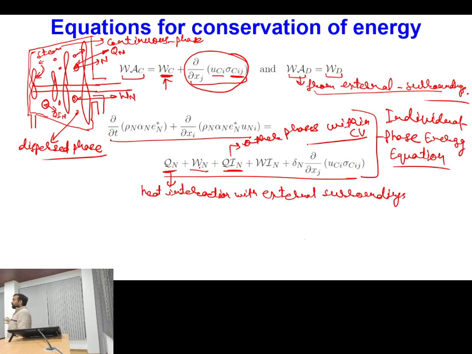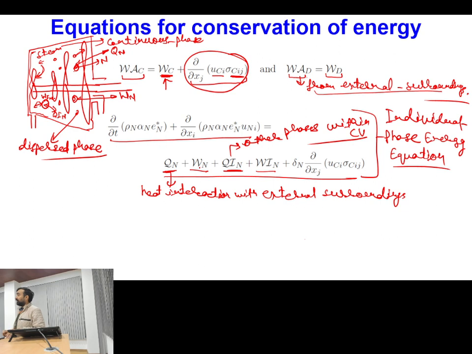You have to segregate this very, very precisely, because you have a mixture present. In that mixture, some interactions are with external surroundings, and some interactions are with other surrounding phases within the control volume. So all the terms Q and W are with external surroundings for the nth phase, and Qin and Win are the heat and work interactions with other phases within the control volume. So this Qin and this Win are happening within the control volume.